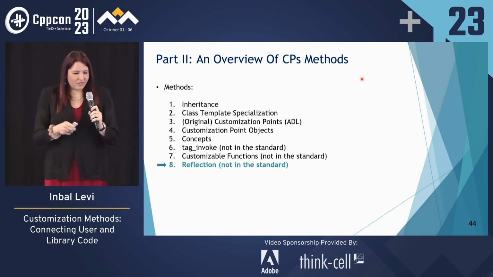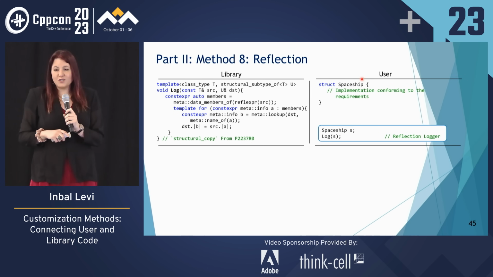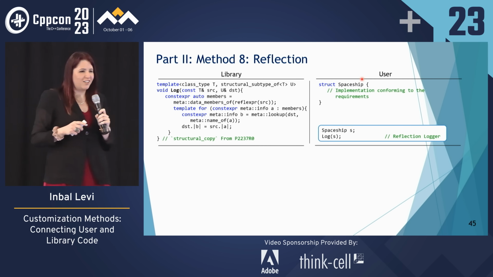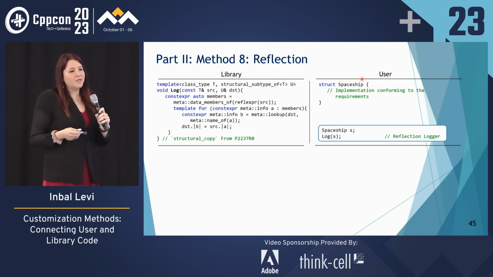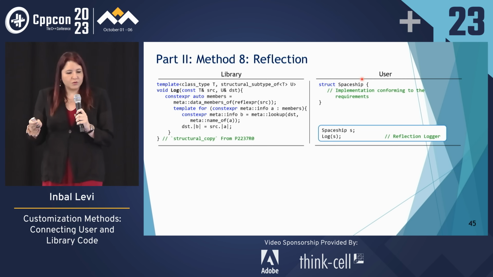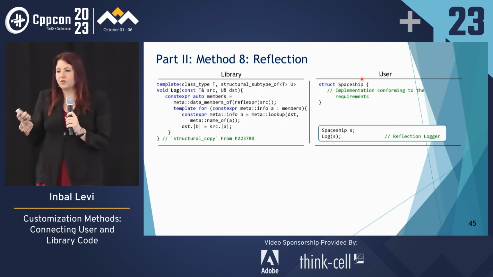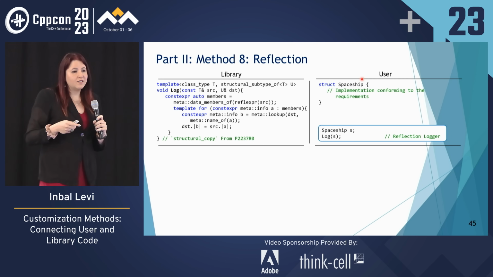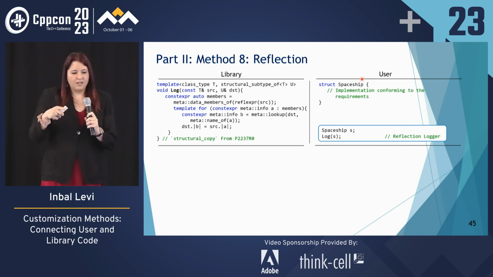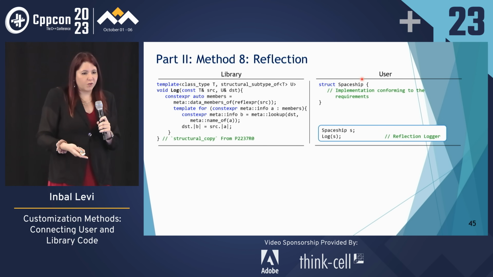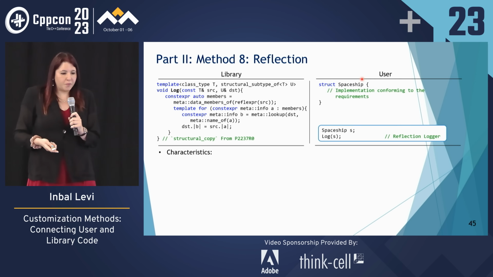Yeah, so we have 5 minutes. Let's do this quickly. Reflection is also not in the standard, but I don't want to go into reflection. This is not a reflection talk. But generally speaking, you could imagine that reflection allows you to take something from the user, a spaceship class, and break this into parts. Basically, a logging library could check for names within the reflection framework, right? So this is very, very powerful.